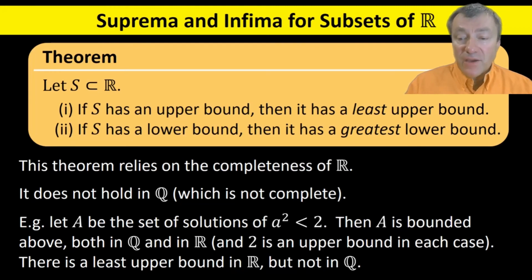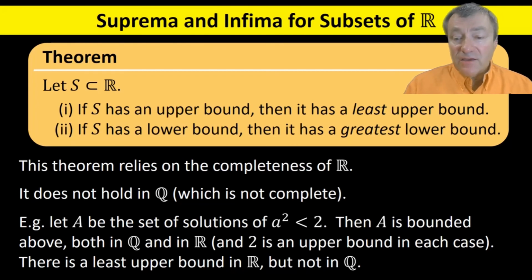Then A is bounded above, for example, 2 is an upper bound. Is there a least upper bound? Well, not in the rational numbers. No, there's not. So the rational number system is not what we call complete. But in the real number system, there is a least upper bound, which we call square root of 2.